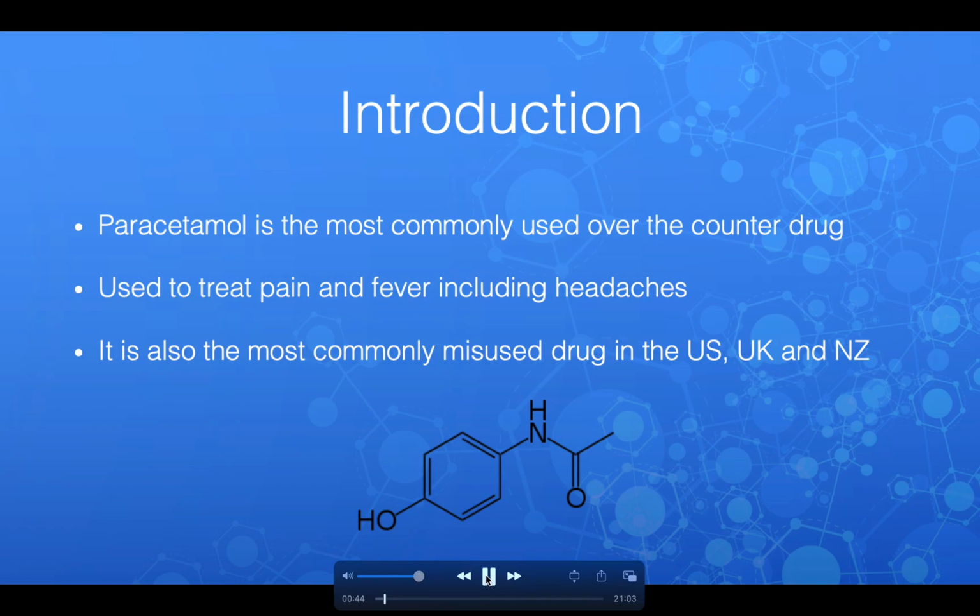It is also the most misused drug in the Western world, and accounts for the most drug overdoses in the United States, United Kingdom, and here in New Zealand.